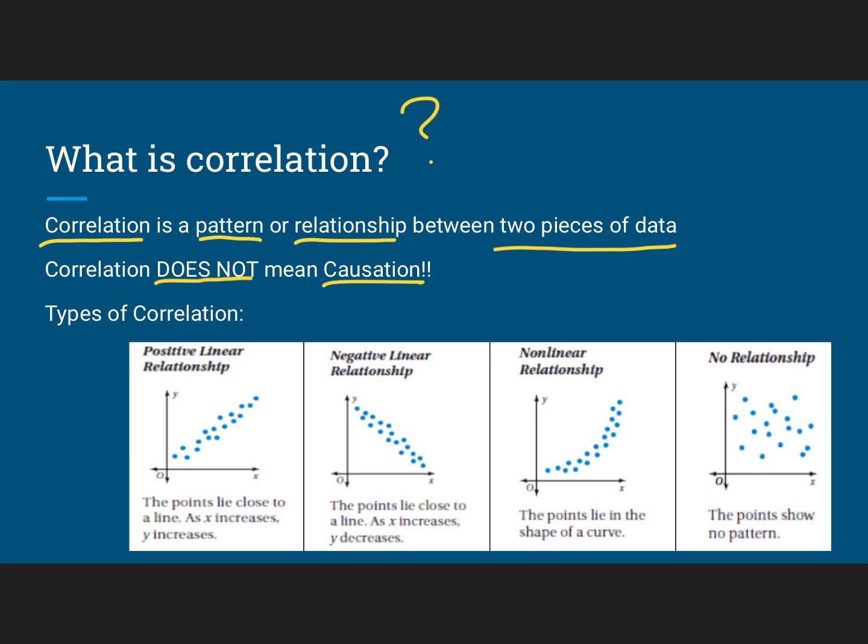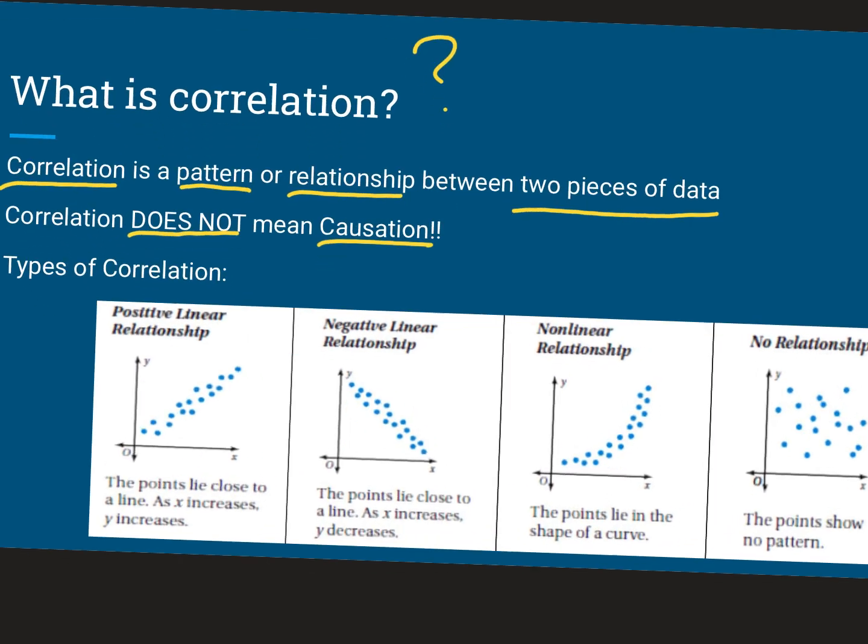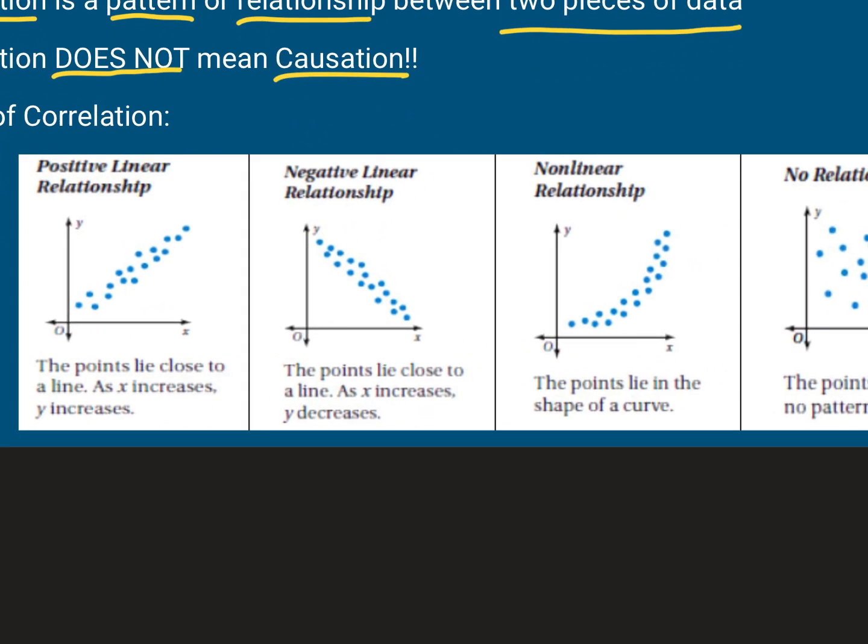So let's look at some different types of correlation. There is a positive linear correlation. So the points lie close to a line. You sort of see a line going up here, right? And as x increases, y also increases. You see how they sort of form a line.